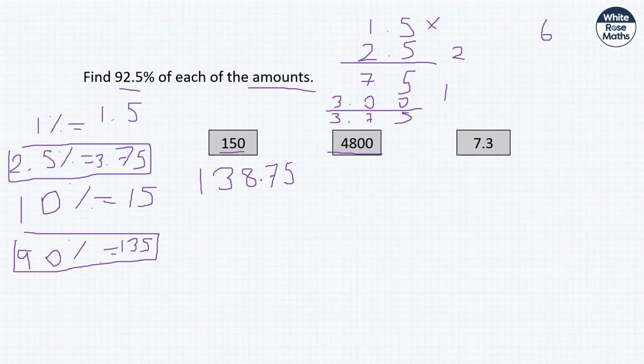Okay, this next one, I'm going to work out 10% first. So 10% is going to equal 480. Divide it by 10. 90% will be 9 lots of 480.